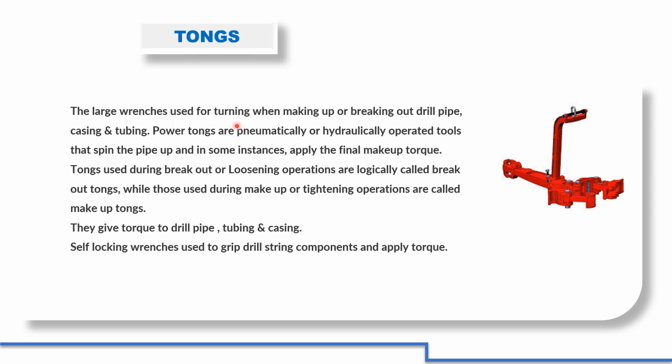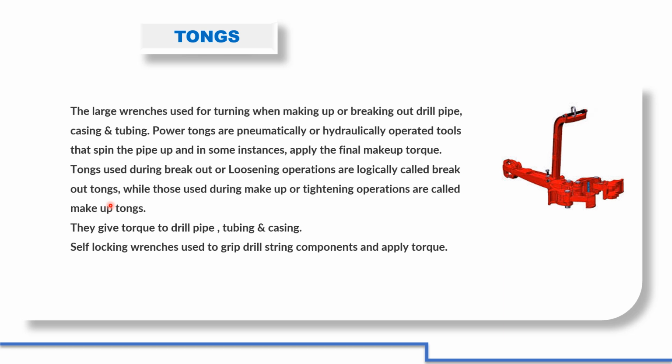The large wrenches used for turning when making up and breaking out the drill pipe. When we make the connection of the drill pipes, or when we break the connection of the drill pipe, that time this tong is used. The large wrenches used for torquing or spinning when making up or breaking out the drill pipe, casing and tubing, even in other kinds of pipes also. Power tongs are pneumatically or hydraulically operated tools that spin the pipe up and in some instances apply the final makeup torque. Tongs used during the breakout or loosening operations are logically called the breakout tongs.